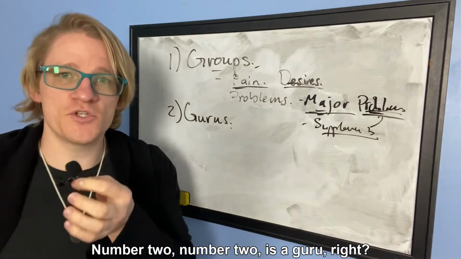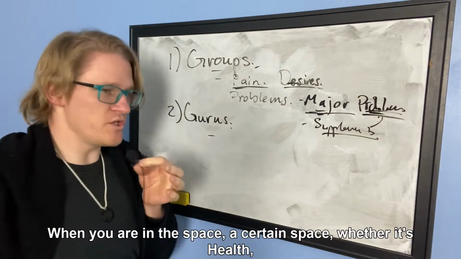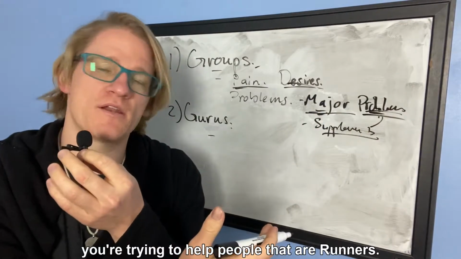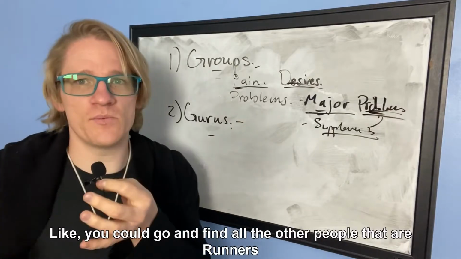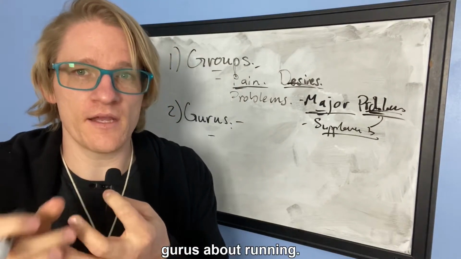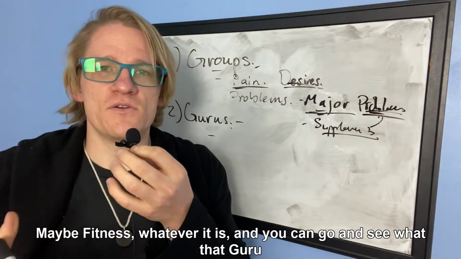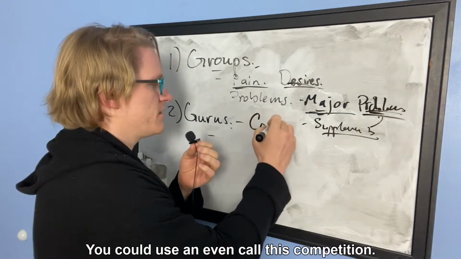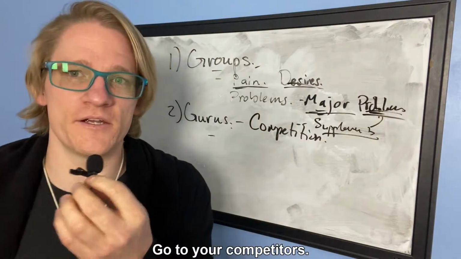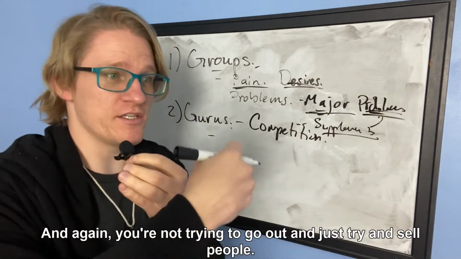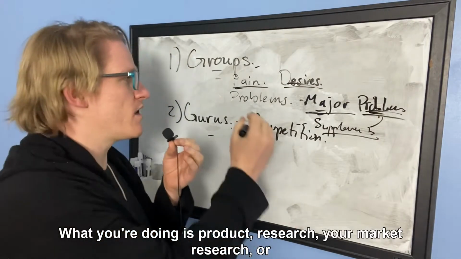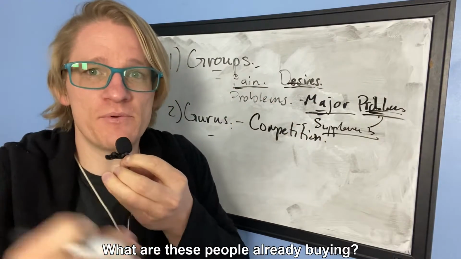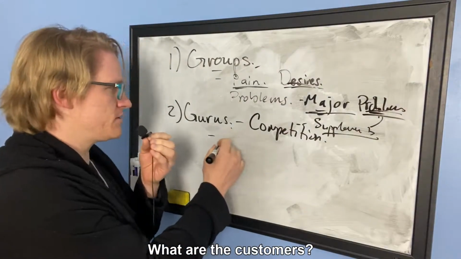Number two is a guru, right? So when you are in a certain space, whether it's health, or you're trying to help people that are runners, you could go and find all the other gurus about running, maybe fitness, whatever it is, and you can go and see what that guru is talking about, right? You could even call this competition. Go to your competitors. And again, you're not trying to go out and just sell people and spam people. What you're doing is product research, market research. You're finding out pain points and desires, and you're finding out what these people are already buying. What are the customers already buying?